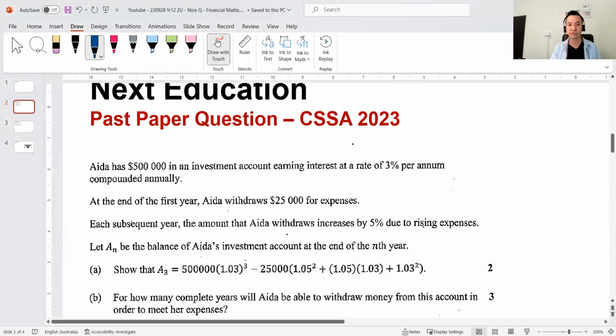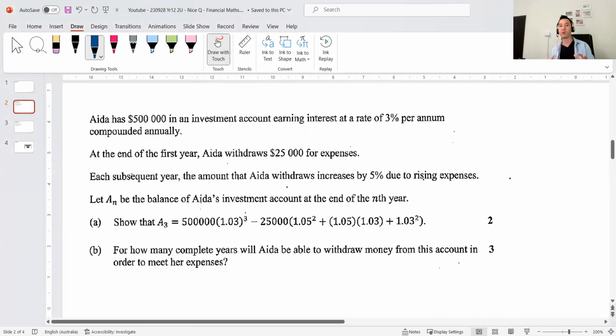With this question from the CSSA, I like it because it does something different. So let's see. Ada has 500 grand in an investment account earning 3% per annum. Nothing fancy there, very straightforward. And then at the end of the first year, Ada withdraws $25,000 for expenses.